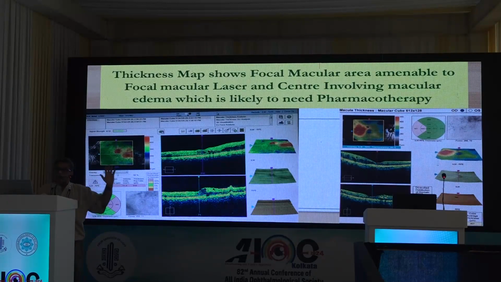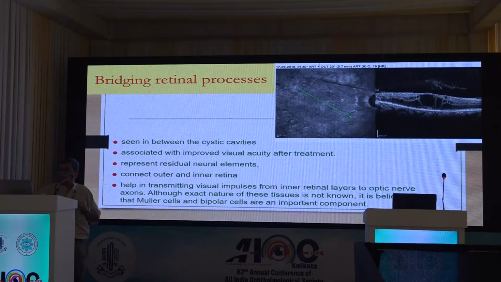Finally, remember, in our country, we want to decrease the number of injections. You want to know whether I can laser my patient. A retina map can tell you, see this? I know the fovea is spared. The macular edema is away from the fovea. This patient, with a combination of anti-VEGF agents and focal macular laser, will do very well. So this is what you can get if you do the thickness map in these patients.